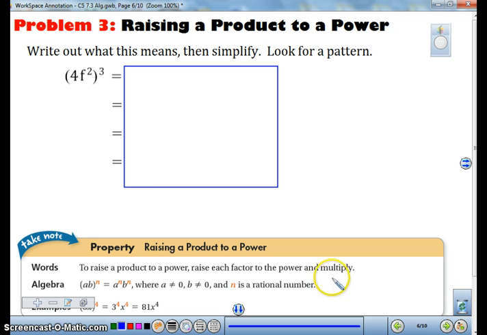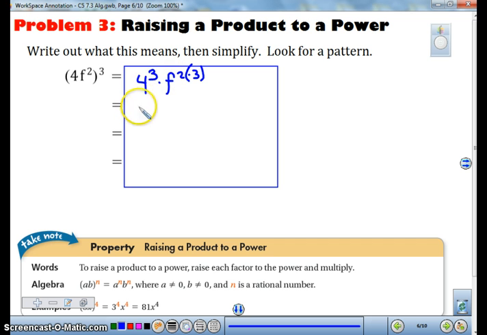On the top of your next page of notes, raising a product to a power. What if we have more than one thing in that parenthesis that we're raising? How do we do that? So what you have to do, and you have to be very careful at this point, is that you take 4 to the third power times f to the second times the third power. Remember, that's not 0.3, that's 2 times 3.